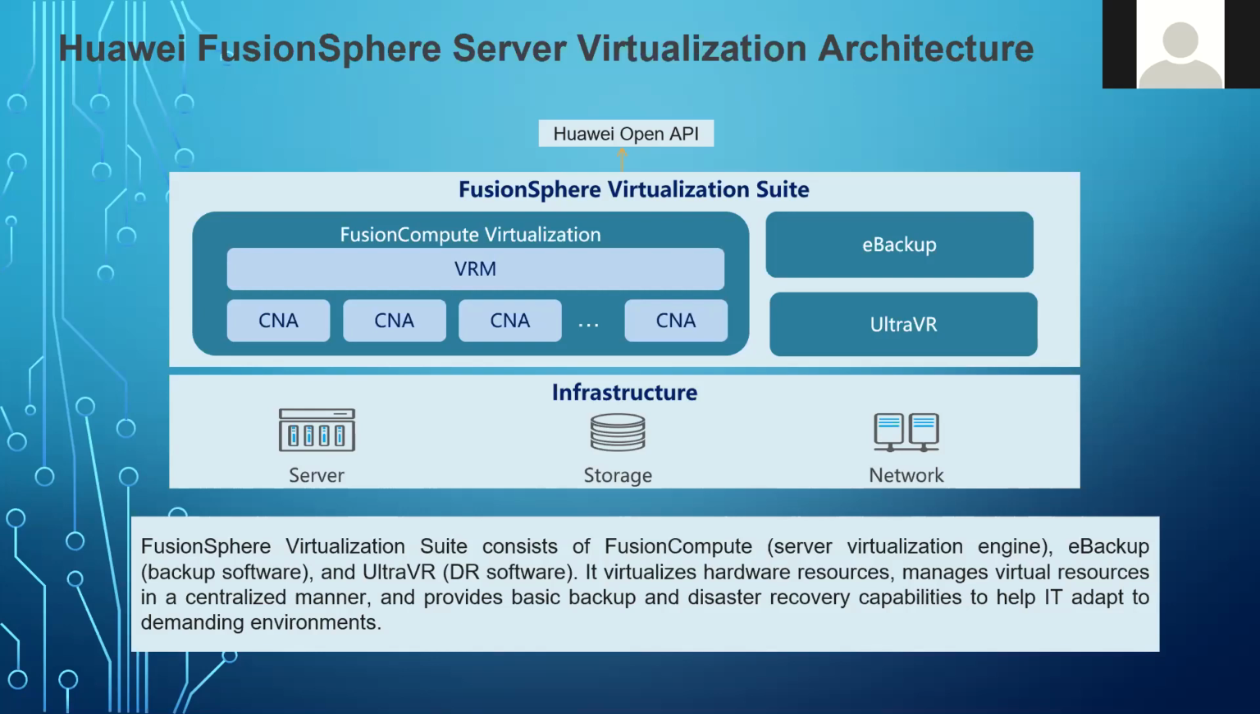For example, eBackup. Huawei is providing backup software as well. If you want to back up the VMs, eBackup is the software to back up your VMs. As we all know, for VM backup, the technology is different, so eBackup is provided for backups of the VMs. UltraVR is used, for example, when you have a PR site and you want a DR site for these VMs. UltraVR will help you to create a DR site for your PR site. All VMs will be replicated and you can do DR drills and all the stuff using the UltraVR tool.